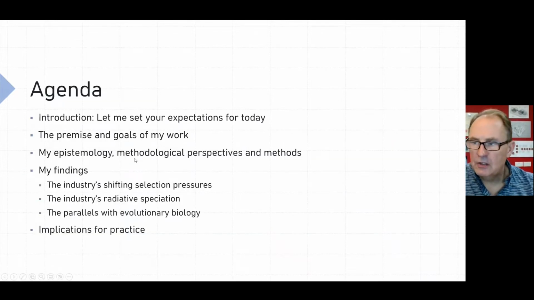So this is my agenda for today. First of all, I'm going to try and set your expectations and talk a little bit about the premises and the goals for my work and the background to the research that I did. But the bulk of what I'm going to talk about today will be my findings. What I found out about the industry's selection pressures, what I found out about speciation of business models within the pharmaceutical and medical technology industries, and the parallels that illuminates with evolutionary biology. But finally, I'm going to close on implications for practice because that is the bulk of what I do.